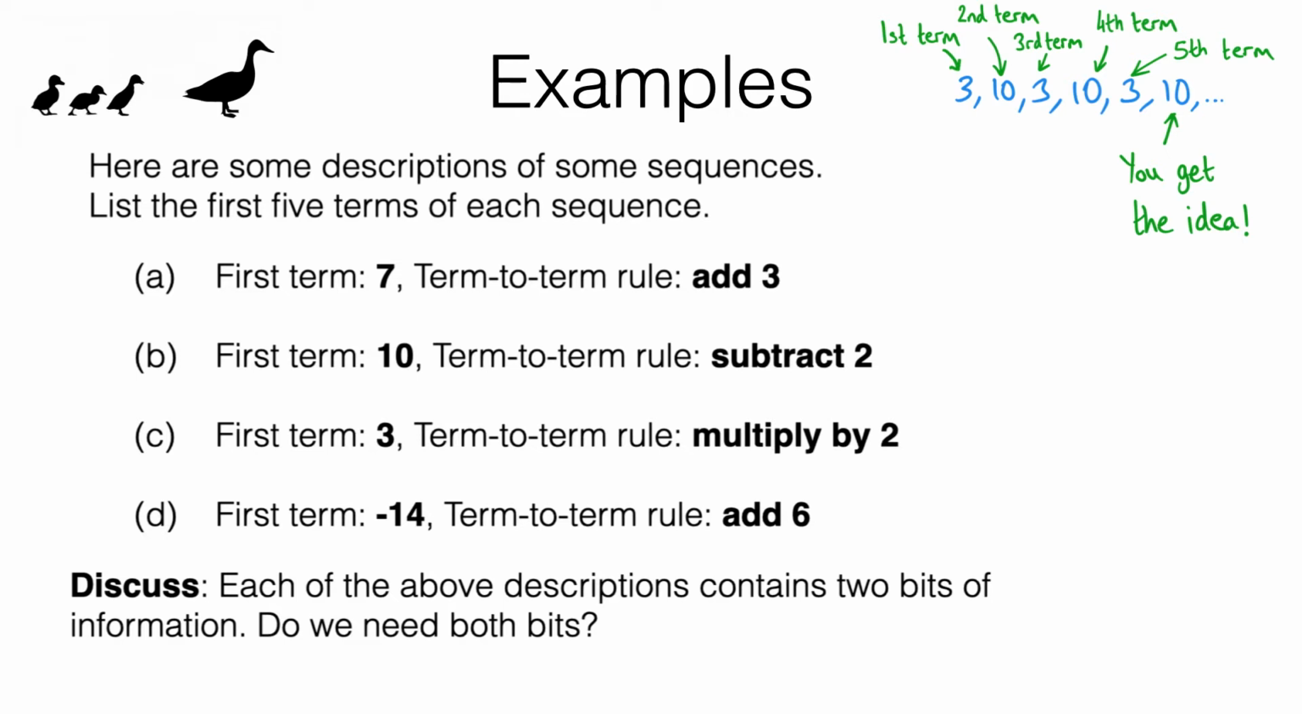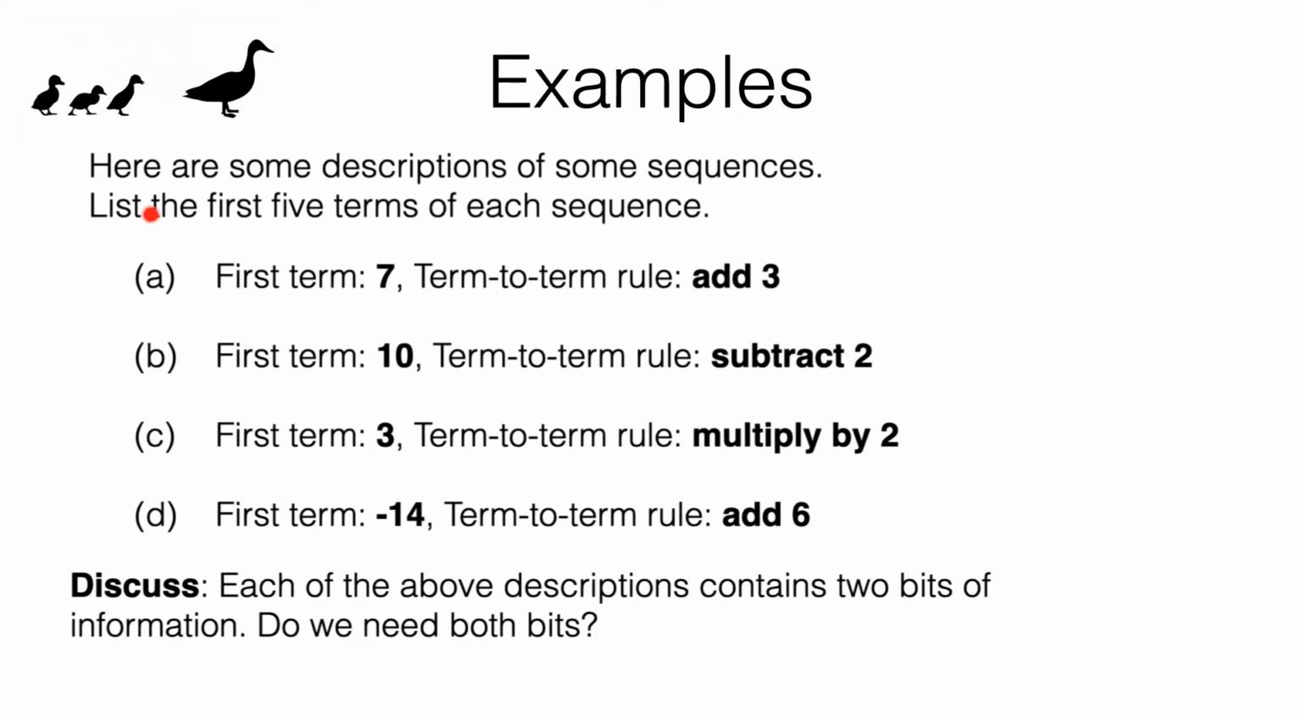Right, let's have a look at the examples. We have some descriptions of some sequences. In sequence A, we're told the first term is 7 and the term-to-term rule is add 3. And then we've got similar descriptions for the remaining sequences. Finally, we've got a discussion point at the end. But first, let's get down to this. We need to list the first 5 terms of each sequence. Well, let's start with A.